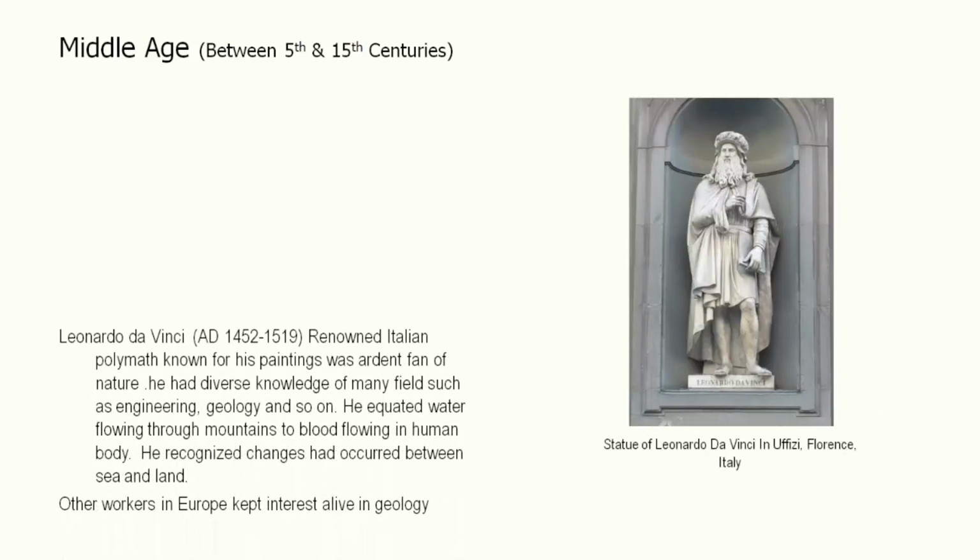Then we have Leonardo da Vinci, who is very well known for his painting. He was a polymath and ardent fan of nature. He had diverse knowledge of many fields such as engineering, geology, medicine, and so on. He equated water flowing through mountains to blood flowing in human body. He recognized changes had occurred between sea and land. He was a recognized expert, so to say, at that time, a very, very wise man. That is the statue of Leonardo da Vinci in Florence, Italy.